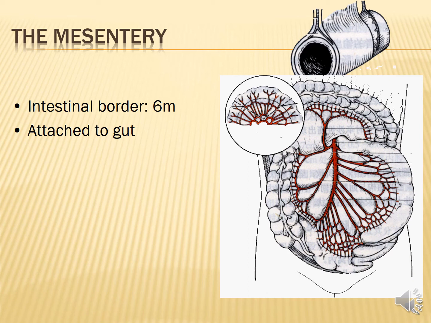Now what is the free border of mesentery? That is the intestinal border, which is basically very long. It is about 6 meters long, and it is just wrapping the coils of intestine, jejunum and ileum.